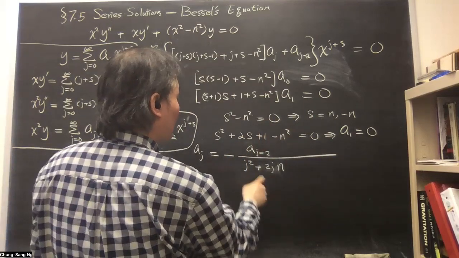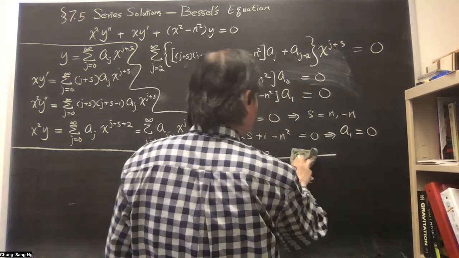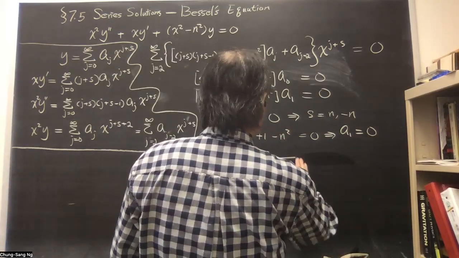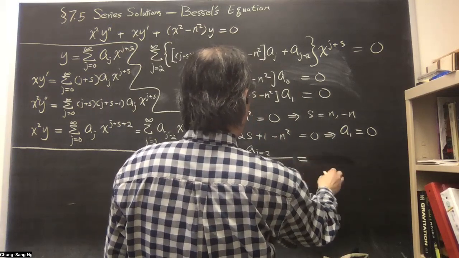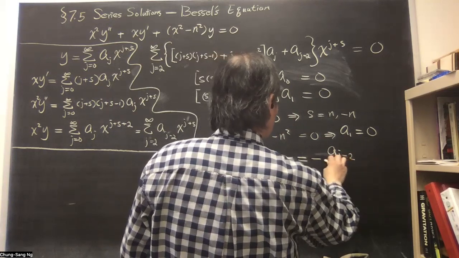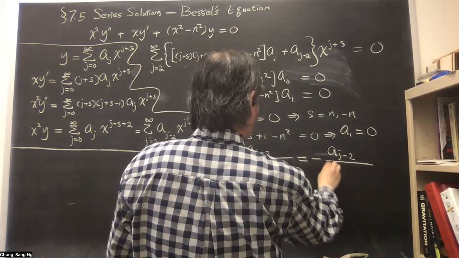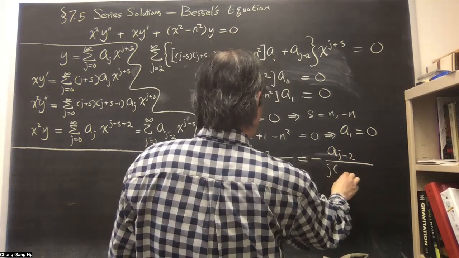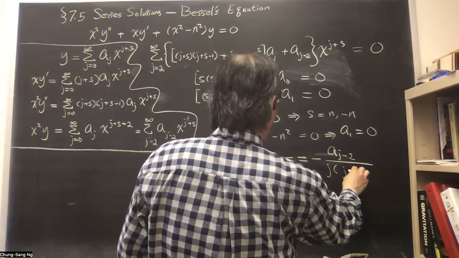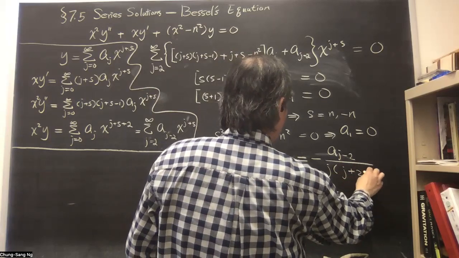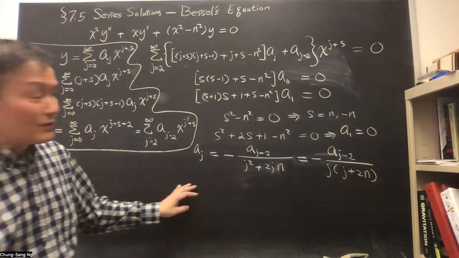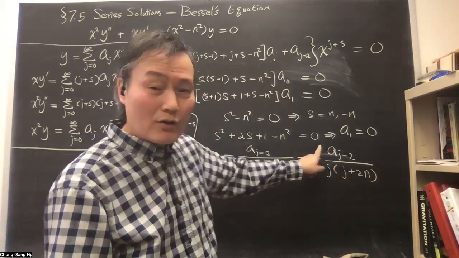So that is the simplified form, and we can do it a little bit more. Minus j plus minus 2, get j out. This becomes j plus 2n. Okay, so you have this recurrence formula for a sub j.